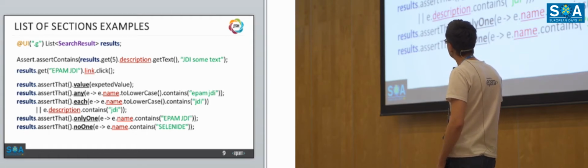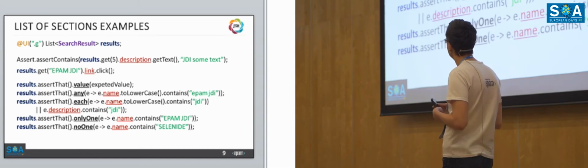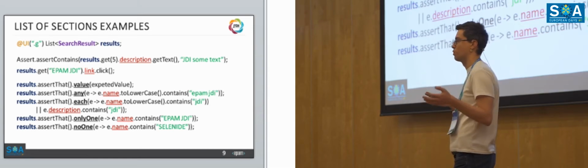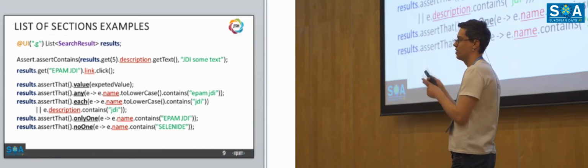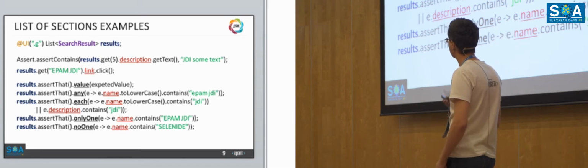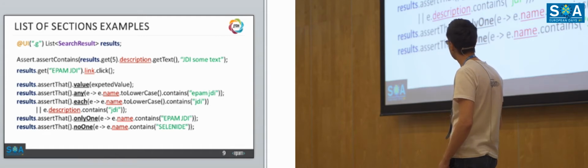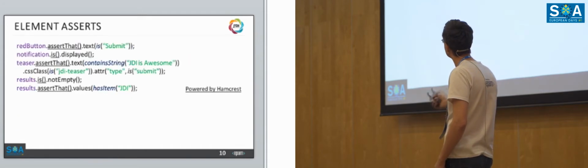You can get it by number, by name. You can even make assertions for them. For example, if we search for JDI in Google, we expect that all results have this word or some other word. So we can just assert that any of the element lists contains this word, or each of them, or only one, none, and other options.